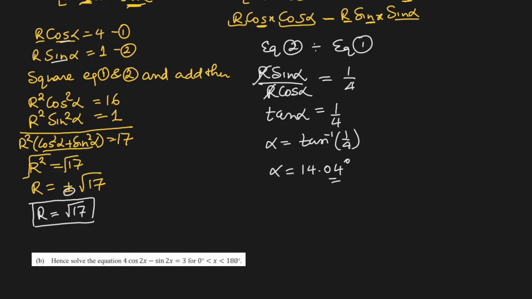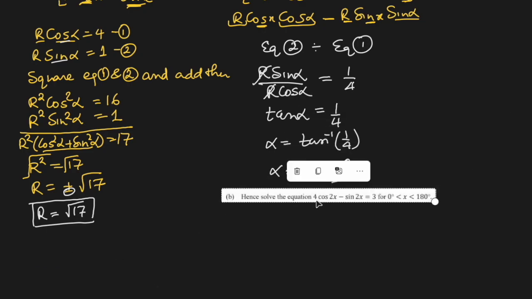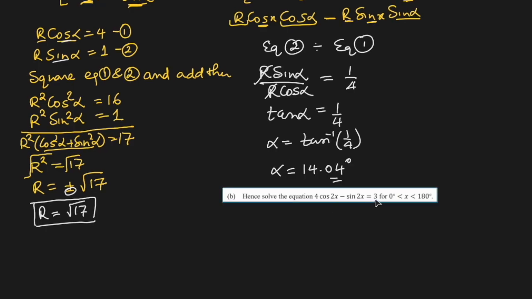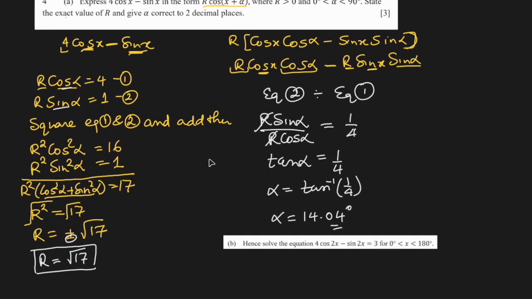Let's look at the second part of this question, which is: hence solve this equation, 4 cos 2x minus sin 2x equal to 3. Let's compare it with the a part, because they're saying hence, we have to take the help of the a part. So 4 cos 2x, that means the angle has changed to 2x, minus sin 2x equal to 3. That means this was our format, r cos alpha.